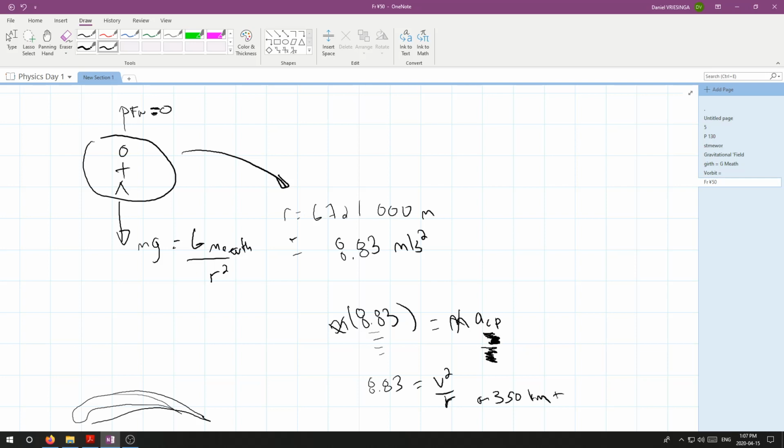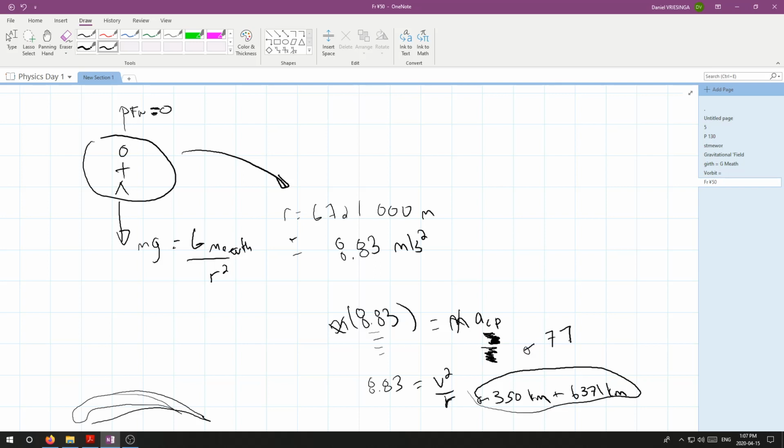So it's 350 plus 6,371 kilometers. Then they will figure out the speed that you have to go to maintain that altitude, assuming that you have no normal force. And that's how the spaceship works. You always end up at the same distance above the Earth at all times. You give yourself enough rocket fuel to get to the speed you need.